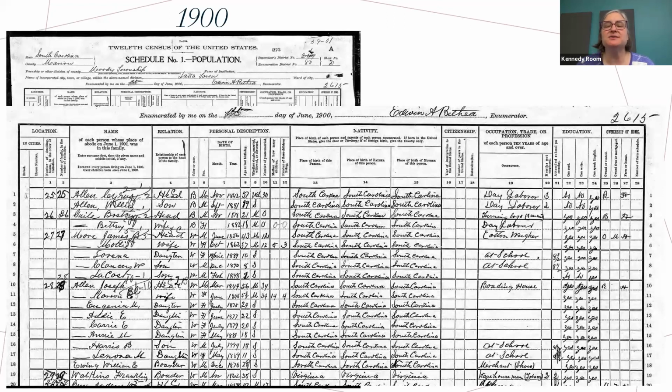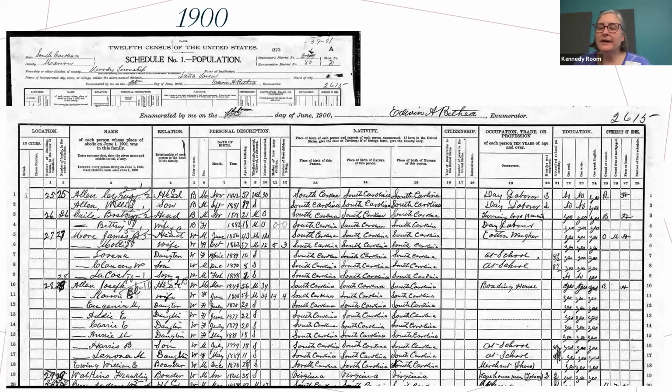Then there is occupation, or trade or profession. So it's just one field, so you get a general day laborer, or at school, boarding house. My family there in about the fourth family down is running a boarding house. And that trade or profession is for anyone age 10 and older. So remember, work didn't start at 18 or 16. Children were working in 1900.